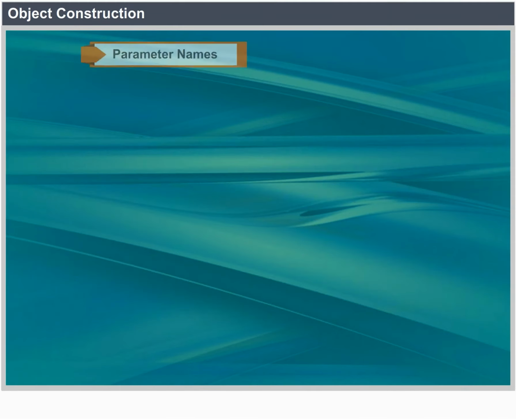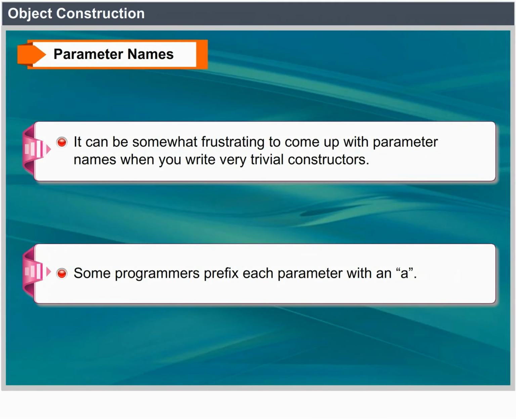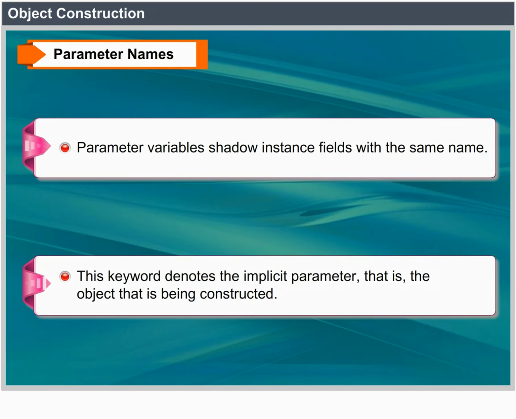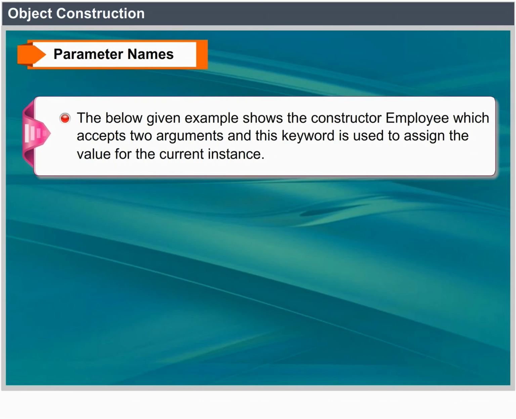Object construction. Parameter names. It can be somewhat frustrating to come up with parameter names when you write very trivial constructors. Some programmers prefix each parameter with an a. Parameter variables shadow instance fields with the same name. The this keyword denotes the implicit parameter, that is, the object that is being constructed. The example below shows the constructor Employee, which accepts two arguments, and the this keyword is used to assign the value for the current instance.